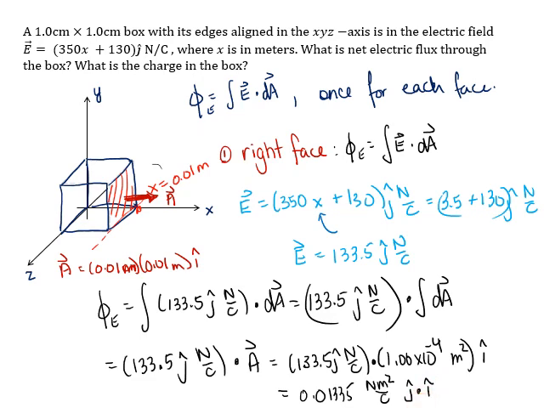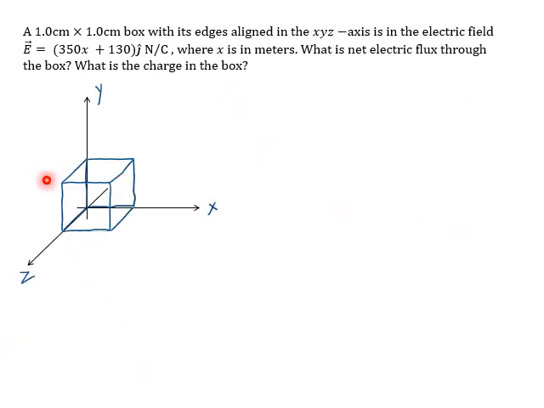What we know about scalar products is J dot I is equal to 0. Okay, so something dotted with itself, a unit vector dotted with itself is 1, dotted with a different unit vector is 0. So our answer for the electric flux for the right face is 0.01335 times 0 equals 0. So the net electric flux through the right face is equal to 0. Okay, right face is done. Let's do the left face next.